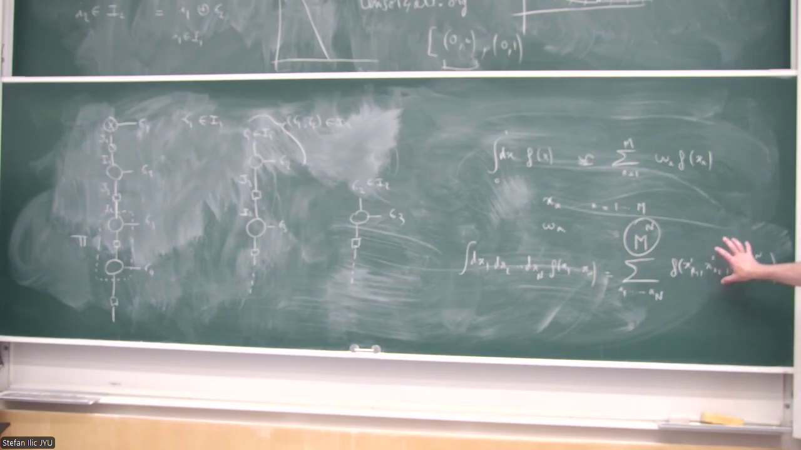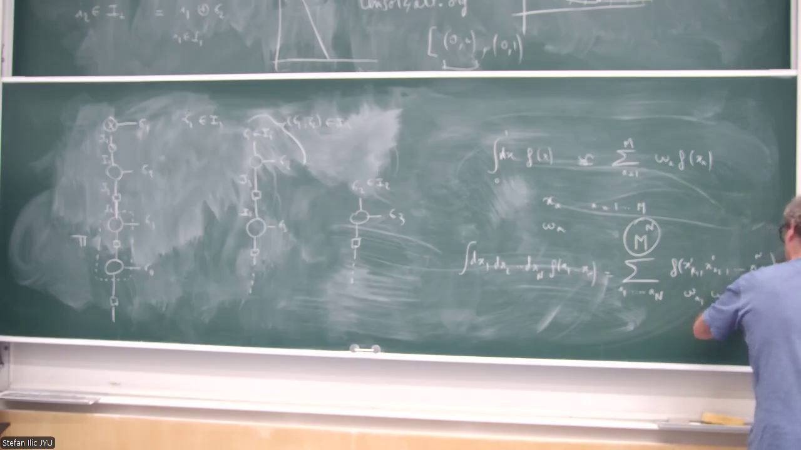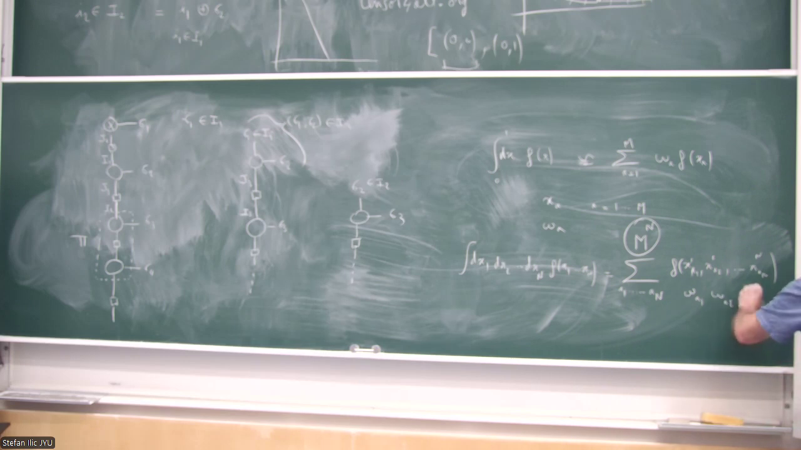But now this is a tensor. I can give it to TCI. It's really a function that is discretized. Oh, and I forgot, times w of a1, w of a2, ..., w of an. So you can give this function to TCI, and then you will get the best interpolation of the function.